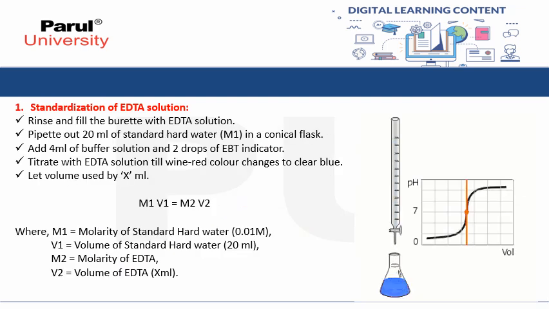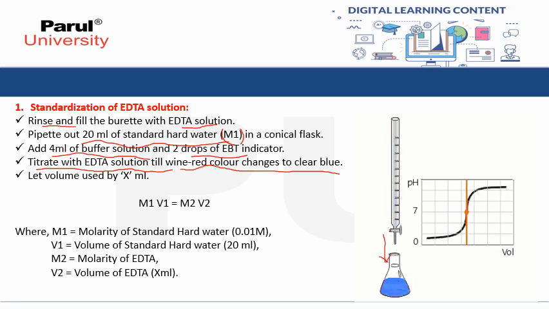The procedure to standardize the EDTA solution. First, rinse the burette and fill it with EDTA solution. Pipette out 20 ml of standard hard water in a conical flask. Keep this volume as V1. Add 4 ml of buffer solution and 2 drops of EBT indicator. Now, titrate the solution present in the flask with EDTA solution till wine red color changes to clear blue, as shown in the animation. The color is changed and the titration is carried out till the color turns blue.